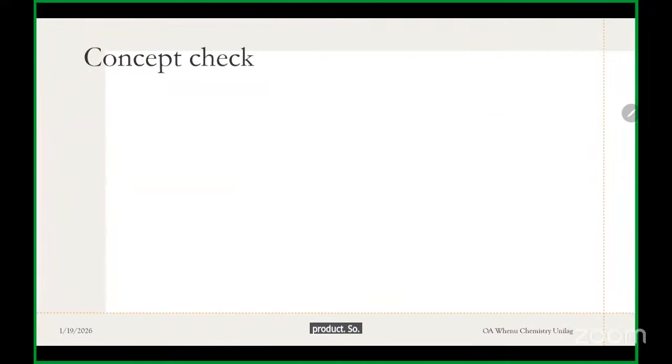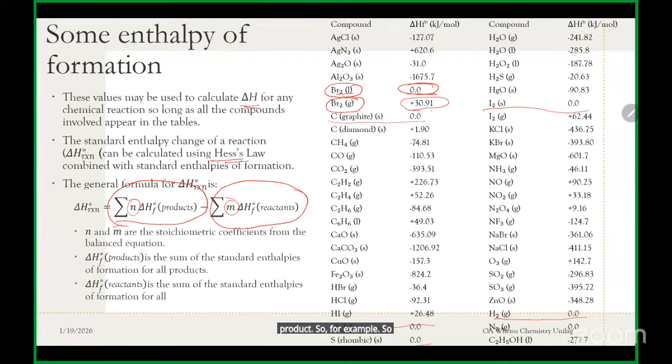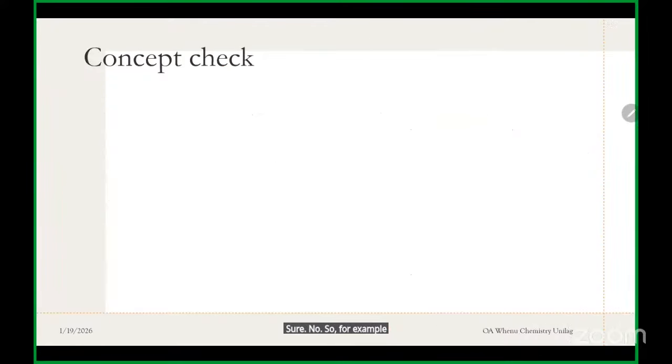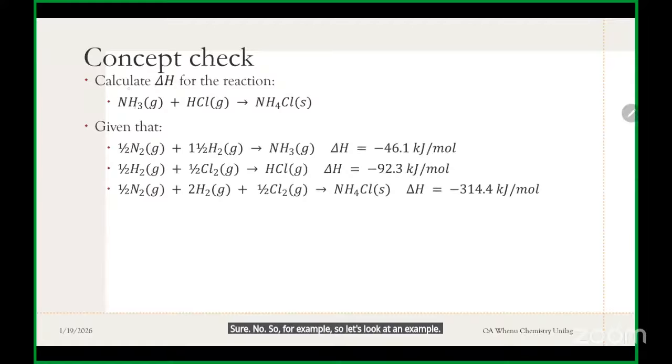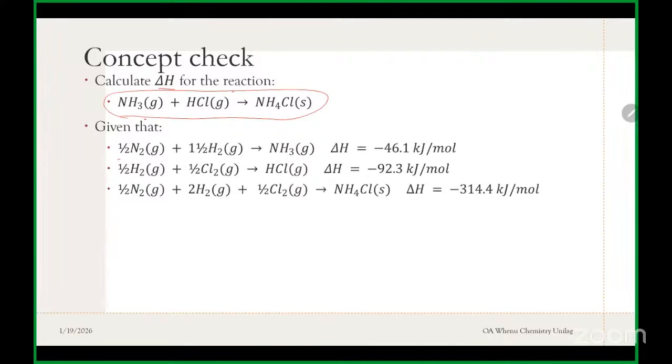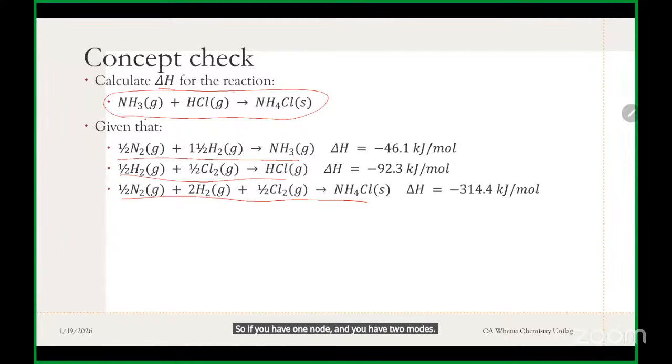So that's an equation for you to know. So let's look at an example. Calculate the delta H for the reaction of that. We're given 1, 2, 3. So if you critically look at these reactions, when I say extensive property, it depends on the amount of substance present. So if you have 1 mole and you have 2 moles, the delta H will be different.